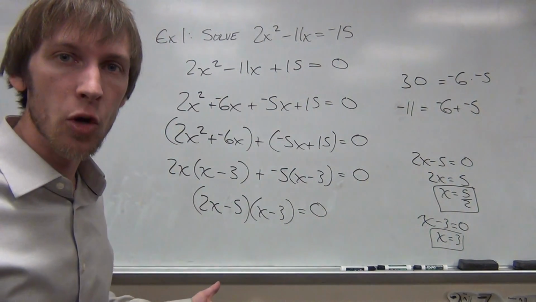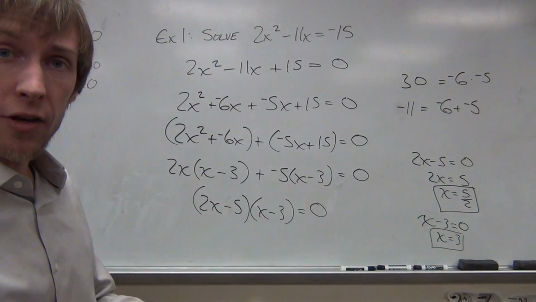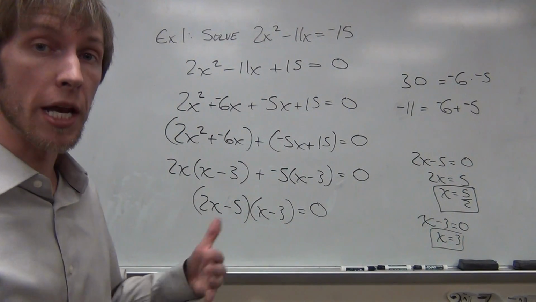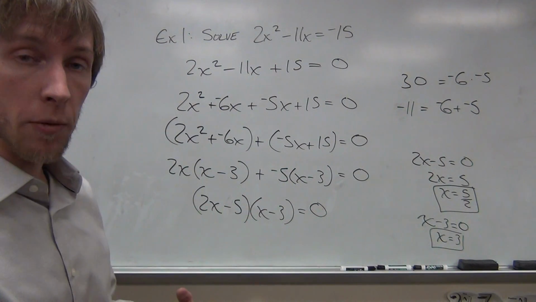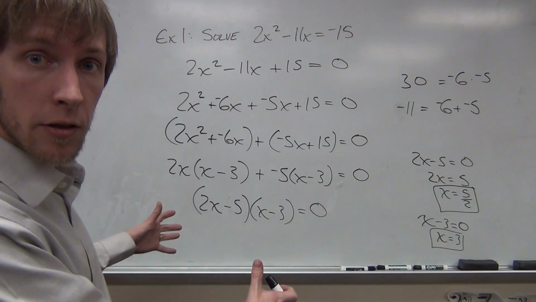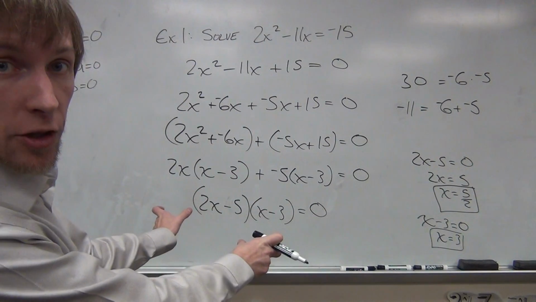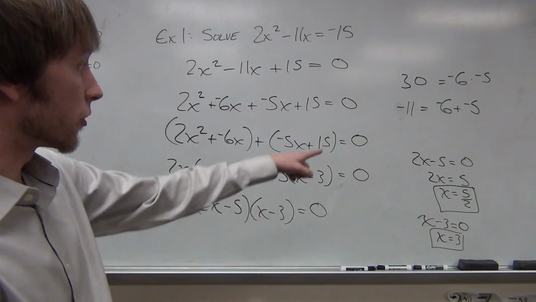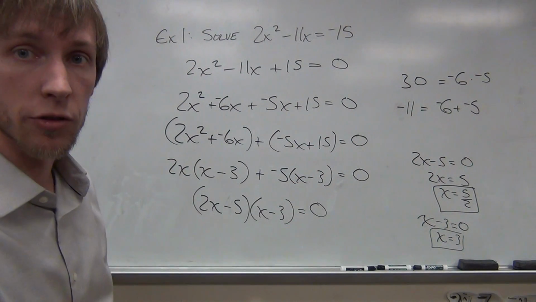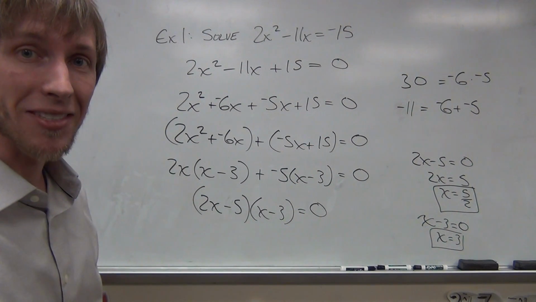Hooray, we're done. We just solved the equation 2x squared minus 11x is equal to negative 15. In order to do that, we got it into standard form, we factored the left side, we set those two binomial factors each equal to 0, and solved those equations separately to get our two solutions. X equals 5 halves and x equals 3.